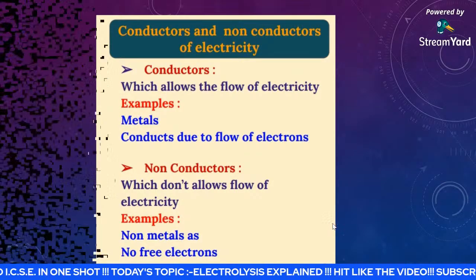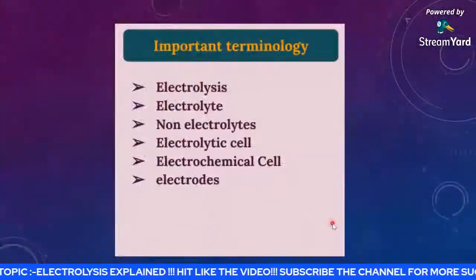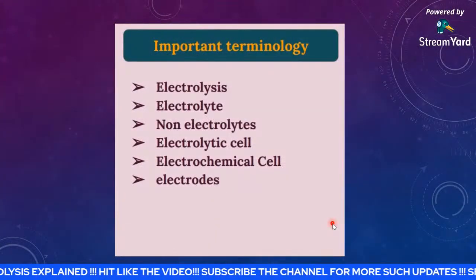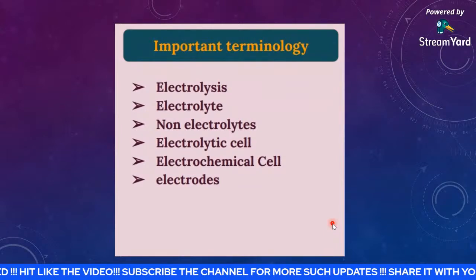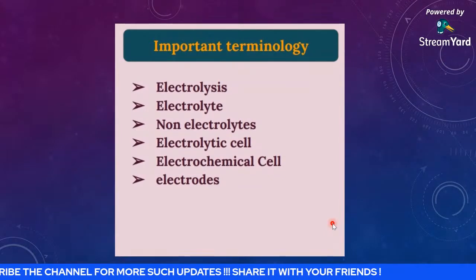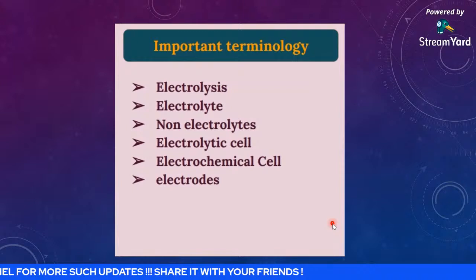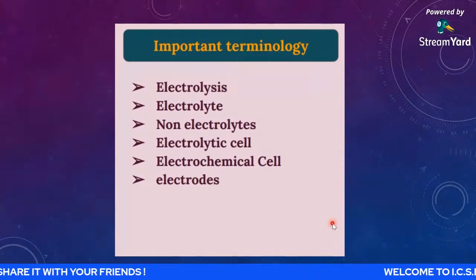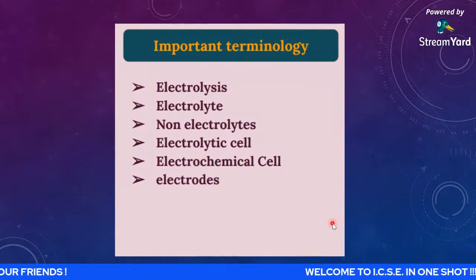Yes, let's proceed. Now, the important terminology of this chapter you need to understand in depth, which is electrolysis, electrolyte, non-electrolyte, electrolytic cell, electrochemical cell, and electrodes. So let's understand them one by one.